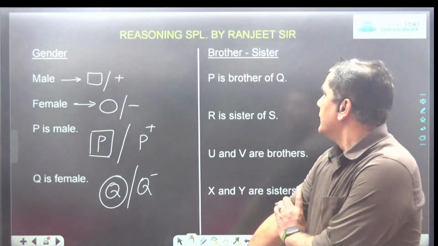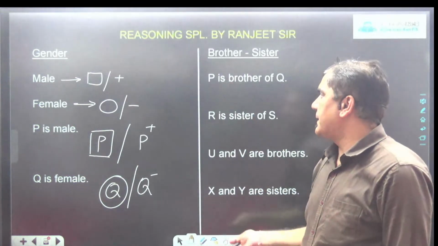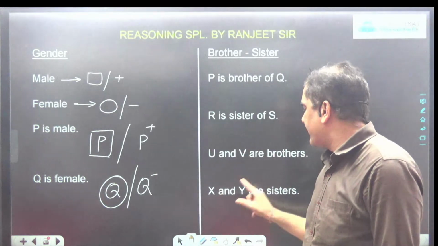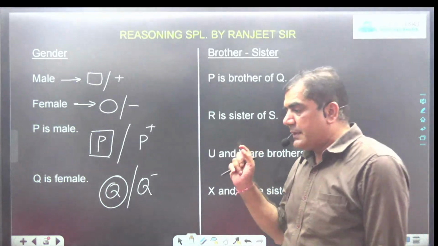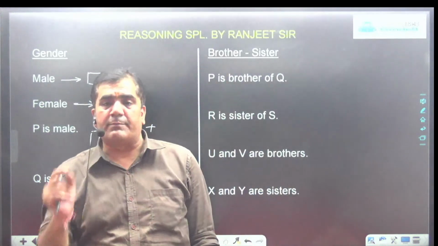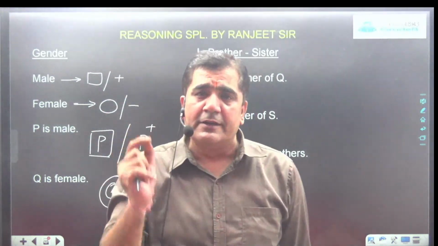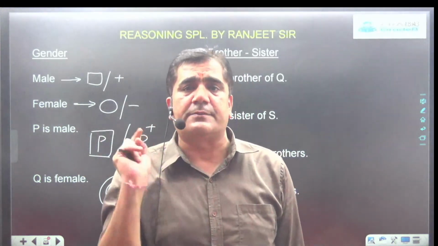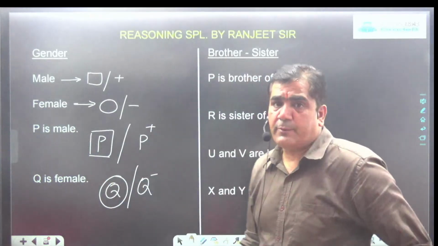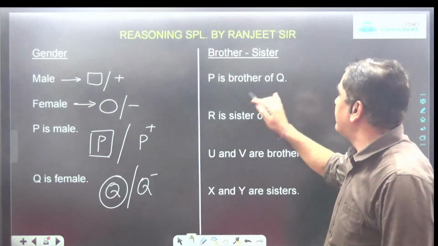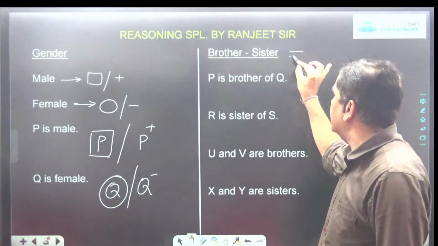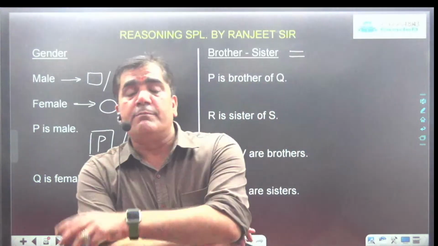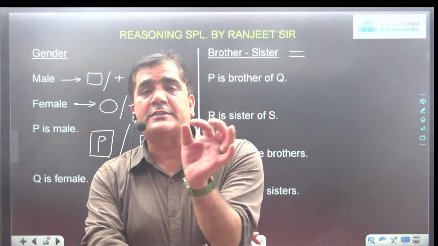Brother-sister. So, suppose they have given the example as P is the brother of Q, R is the sister of S, U and V are brothers, X and Y are sisters. So whenever they talk about any brother-sister relationship, brother-sister will be a direct relation. Brother means real brother and sister means real sister. Whenever they talk about any brother-sister relationship, my symbol will be the equal to sign in between them. Equal to always stands for brother-sister relationship.